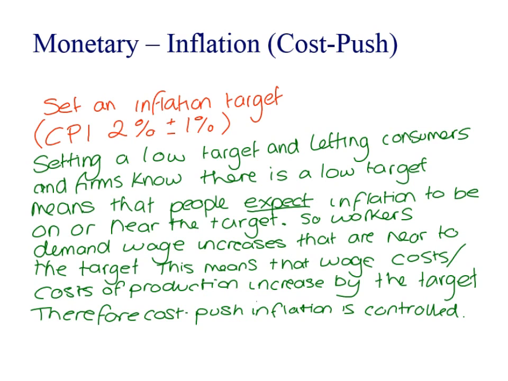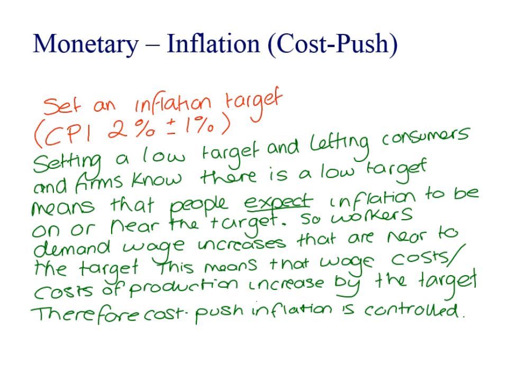And if consumers and firms know that there is a target and people expect inflation to be at the target, workers demand wage increases that are in line with the target, and businesses put prices up in line with that target. And so therefore inflation tends to, it's like a self-fulfilling prophecy, because people think inflation is going to be at that level. It encourages it to be at that level, and therefore cost push inflation is controlled. And lots of governments have found this a very effective method.